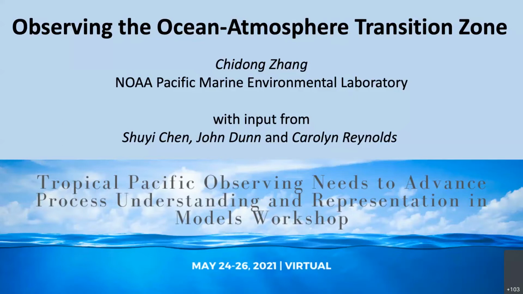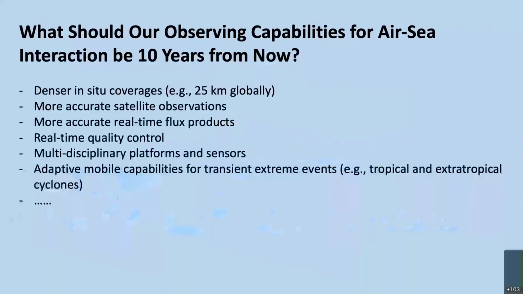Before I go on, I want to acknowledge input to this presentation from Shui Chen, Chidong Zhang, and Carolyn Reynolds. The essence of my presentation is basically to ask one question: what should our observing capabilities for Earth interaction be in 10 years from now? Okay, we're thinking about a decade later. During this workshop, we have had a lot of brilliant ideas of what we want to do. I'm not going to repeat that. This is just a short list, and you can add many things from the discussion at this workshop.